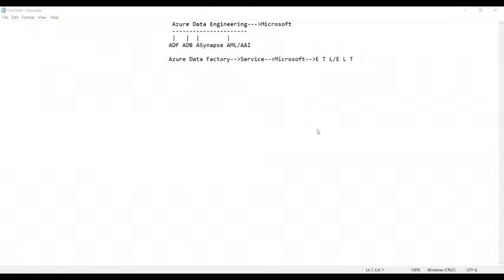Now, before we go ahead, let us see what exactly extraction, transformation, and loading is. Then we will move further. When it comes to ETL, it stands for extraction, then transformation, and then loading.